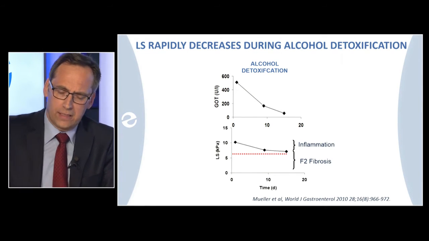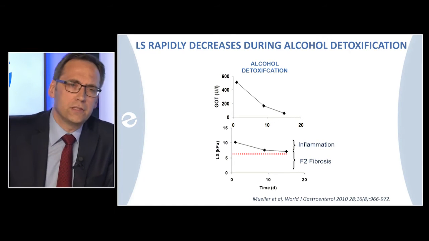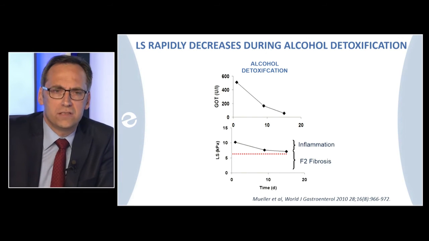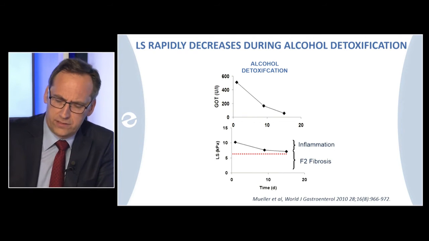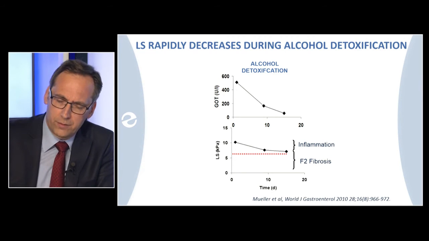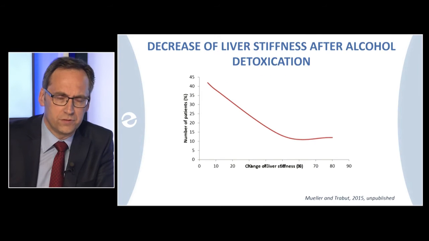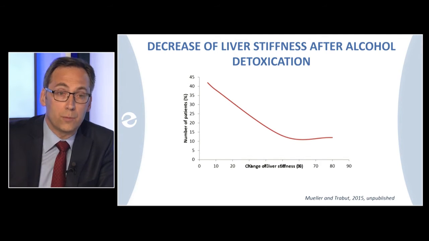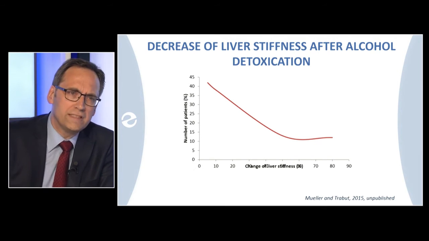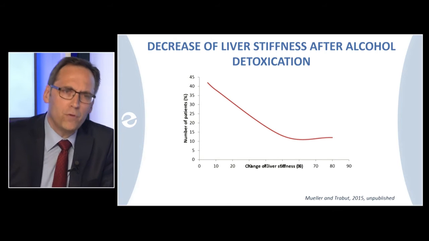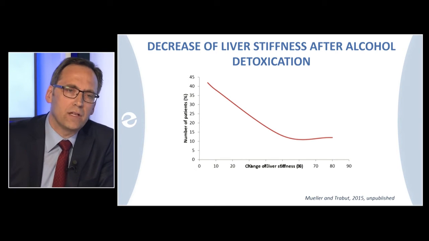And I hope I can convincingly show you that by doing such an intervention of alcohol detoxification, you can unmask the fibrosis-related stiffness from the inflammation-related stiffness. And that's why, if it's possible, we do this. And if you do that, you get a much better correlation of your stiffness with the fibrosis stage. And in fact, this has been confirmed now by other groups, and together with Dr. Trabut from France, we are preparing a publication on more than 400 patients. And what I'm showing you here, if you focus on the ordinate, is the number of patients and the change of liver stiffness after alcohol detoxification.